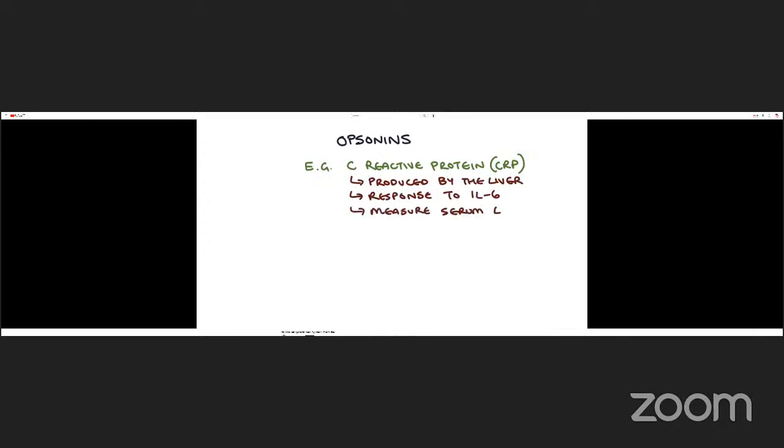An example of an opsonin that you may have heard of is C-reactive protein, or CRP. CRP is produced by the liver in response to interleukin-6, and we actually measure the level of CRP in our patients to assess how much inflammation there is in the body. And it can be a really good indicator of the severity of the infection that our patient is suffering with.